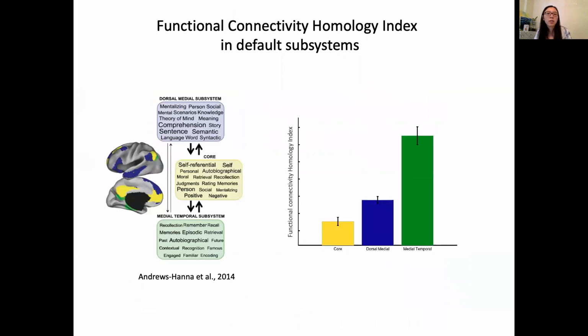In the default mode network, we looked into 3 subsystems. The core default network, which is more associated with self-reference in the literature, shows the lowest homology score here, followed by the dorsal medial subsystem, which is more relevant to mentalizing and theory of mind. The highest homology score found in the default network is in the medial temporal system, which is more relevant to our memory system.